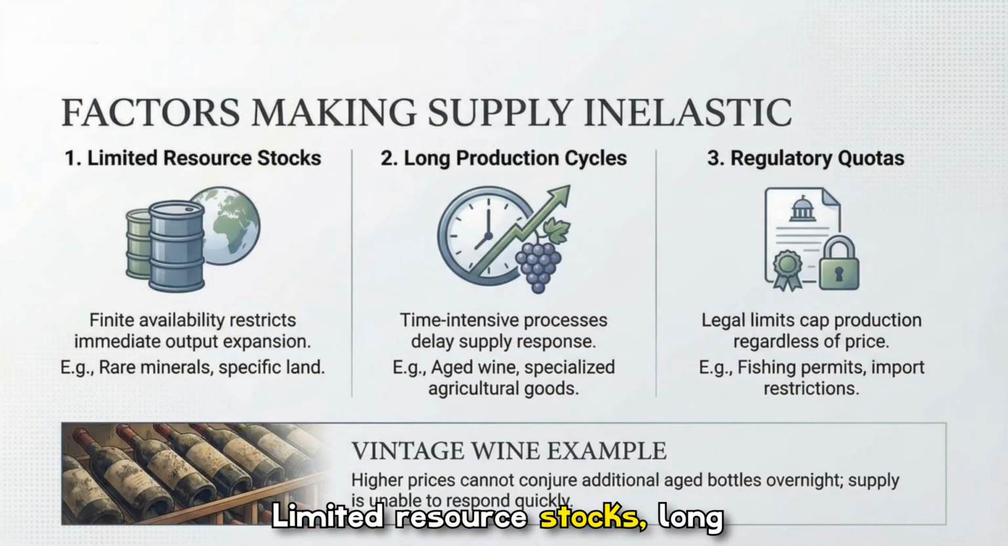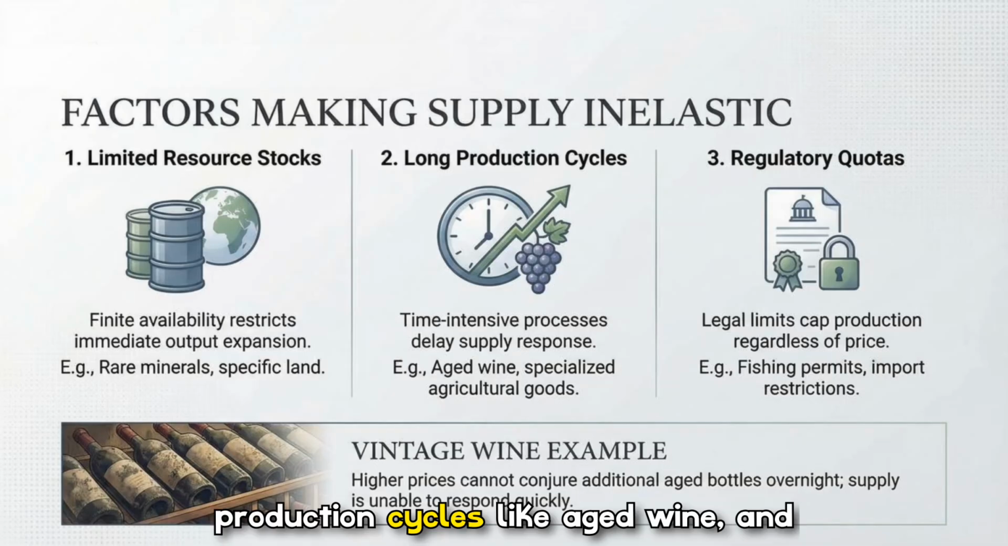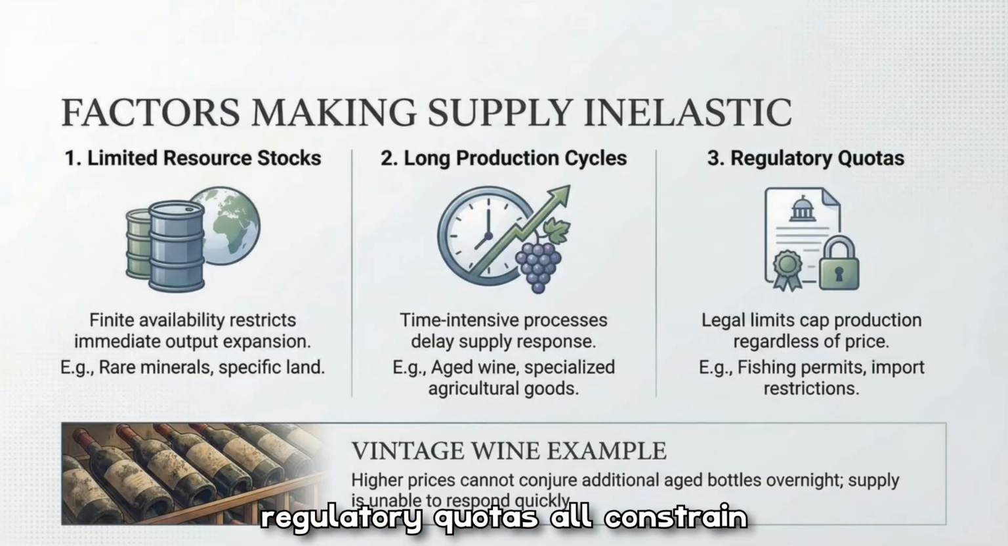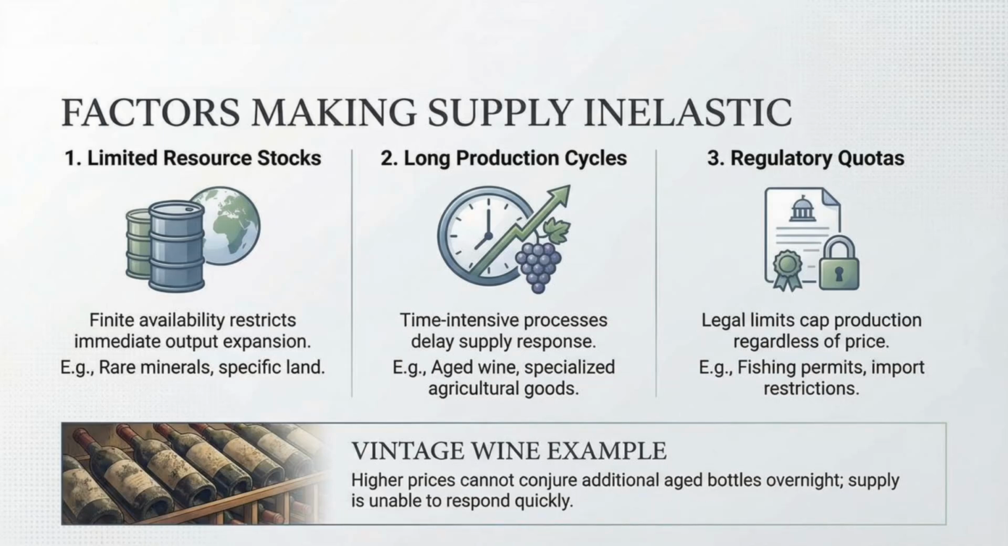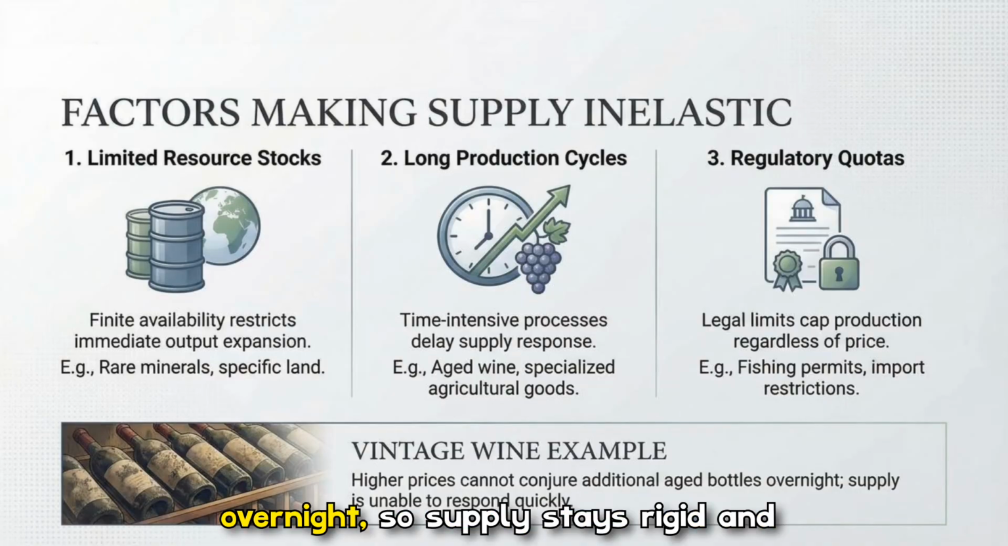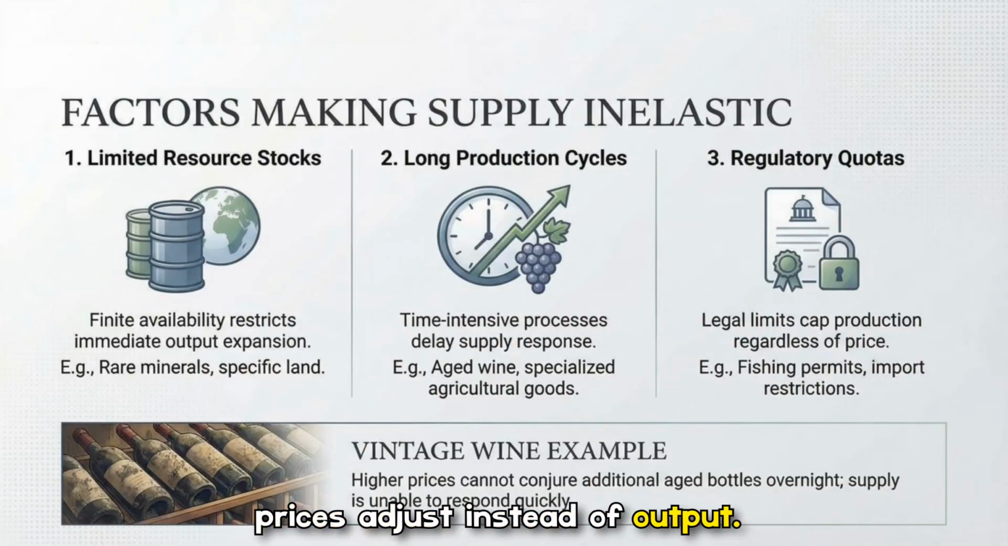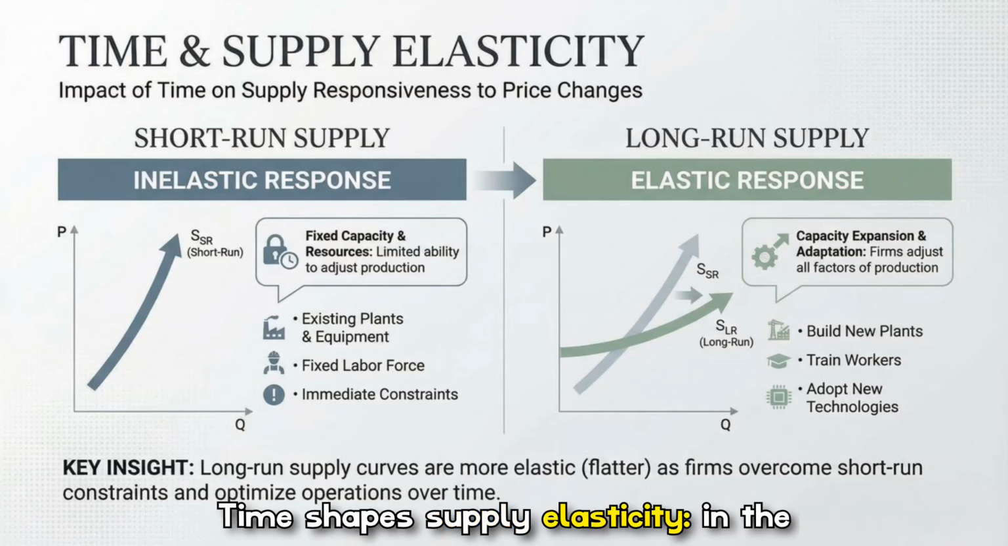Some conditions make supply inelastic, meaning higher prices can't produce more output quickly. Limited resource stocks, long production cycles like aged wine, and regulatory quotas all constrain immediate expansion. The vintage wine example underscores this reality. Even if prices rise, additional aged bottles cannot be produced overnight, so supply stays rigid and prices adjust instead of output.